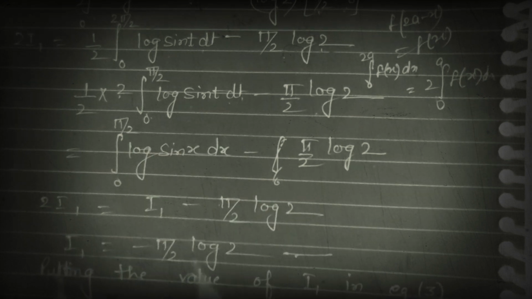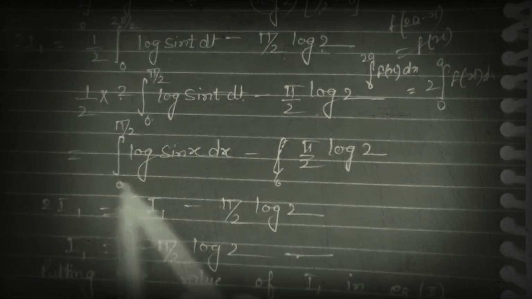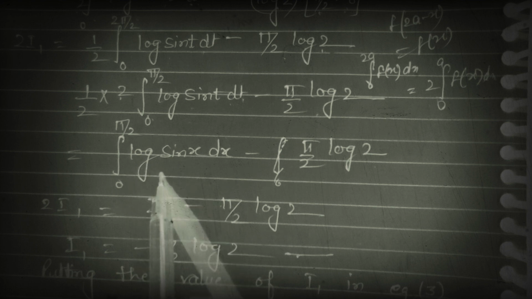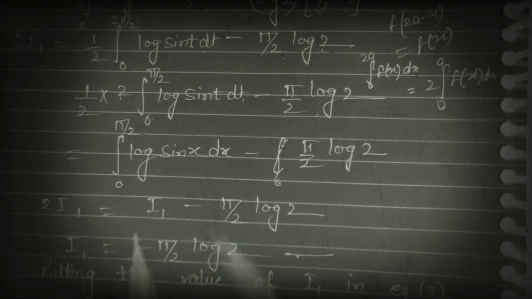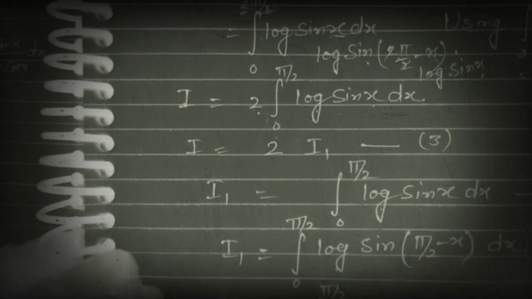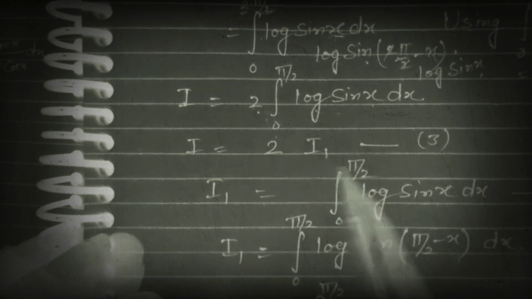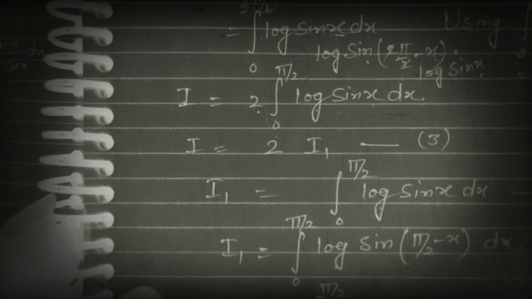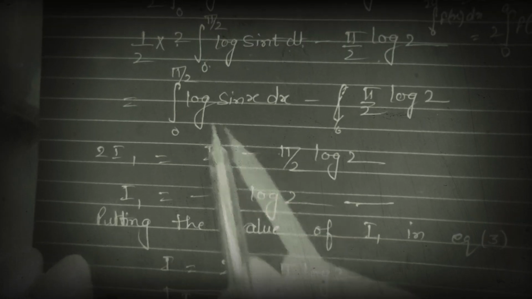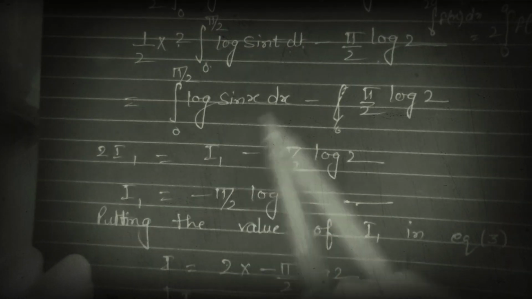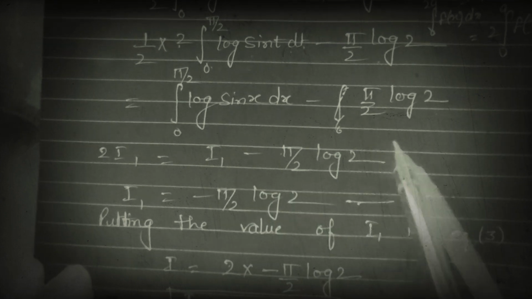From here we started the question. This is I1, we have taken this as I1. So we can write it as I1. Look at this, I1 is log of sin x, limit 0 to π/2. We had taken this as I1. Again we have reached the same place. It is 2I1, and this is your I1 minus π/2 log 2.